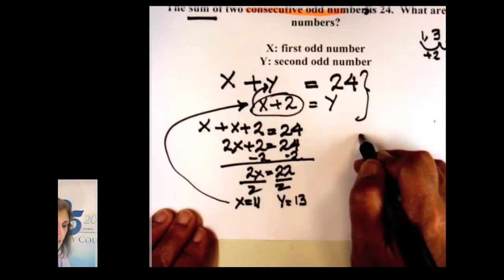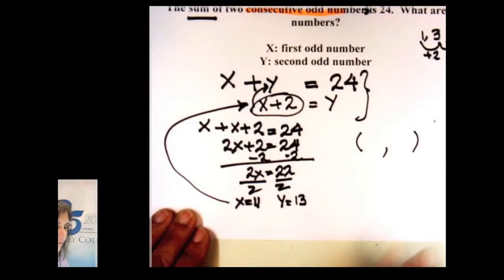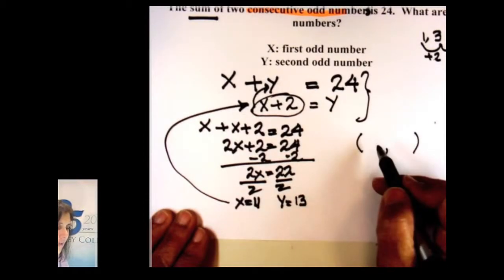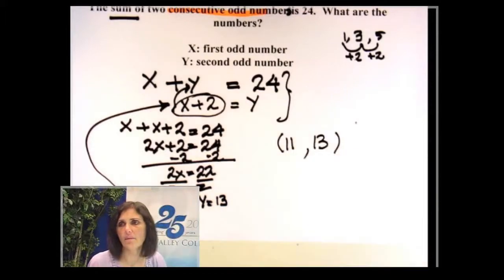Let's put it as an ordered pair. X, y. These are now two answers. The first one is 11. The second one is 13. So let's check. Does it make sense? 11 plus 13 is 24. Are they consecutive odds? Yes, they are. I'm done.